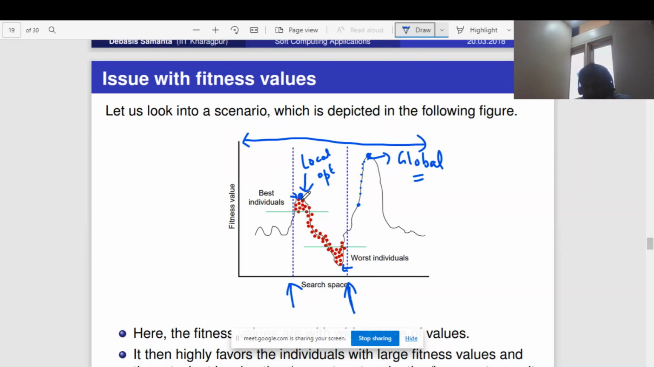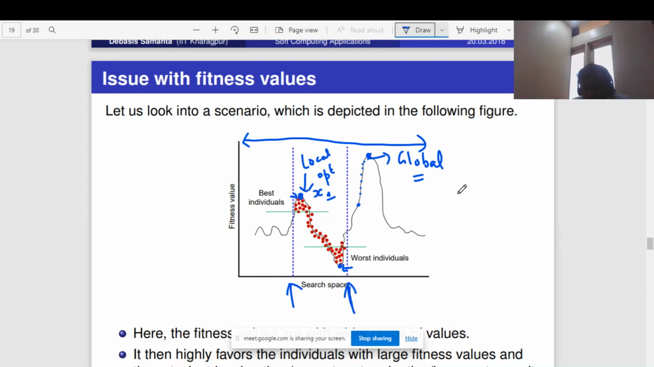So it helps us to move from local optimal to global optimal. Why? Because all the individuals are in a limited range. Okay, so this problem can occur in two cases. This is case one. In case one, this individual will have some fitness score, say X1. This is the local optimal, and this is the global minimum.